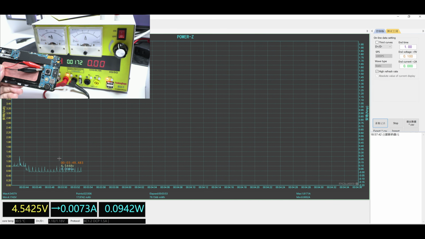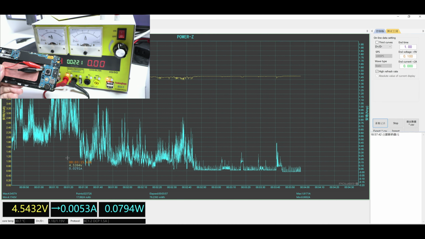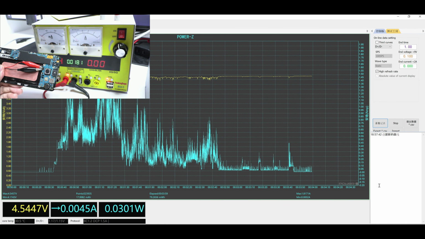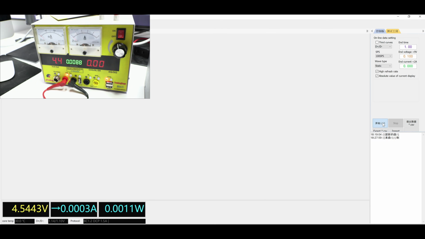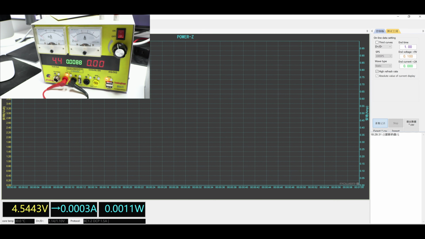If the device consumes very little current, around 4-5 milliamperes, it means that the problem is with the battery. If the device consumes more than 50 milliamperes, the problem is on the motherboard. The higher the current consumed, the faster the battery will discharge.